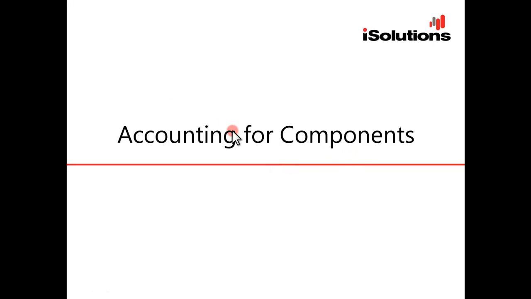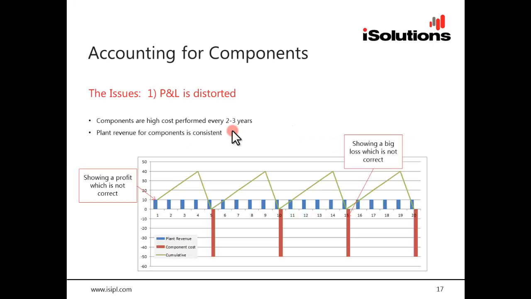Okay, the next issue, this is probably the most complex and the most contentious issue, is accounting for components. So there are a couple of issues with components. They've got a high cost, and they're performed maybe every 2 to 3 years, sometimes less, sometimes a bit more, but let's just say they're performed every 3 years. So you've got a very spiky cost. You have no cost, and then suddenly you have a massive big cost.